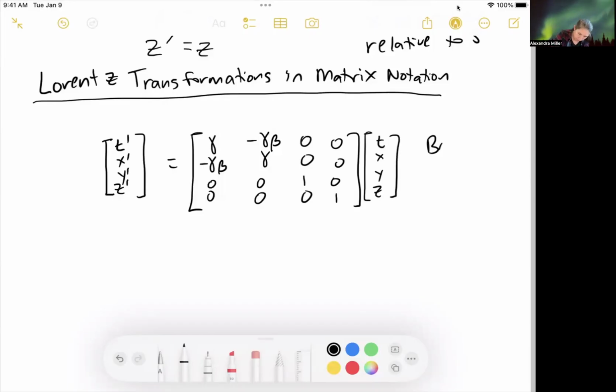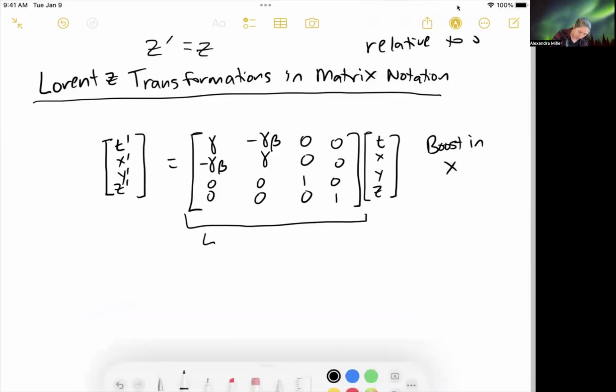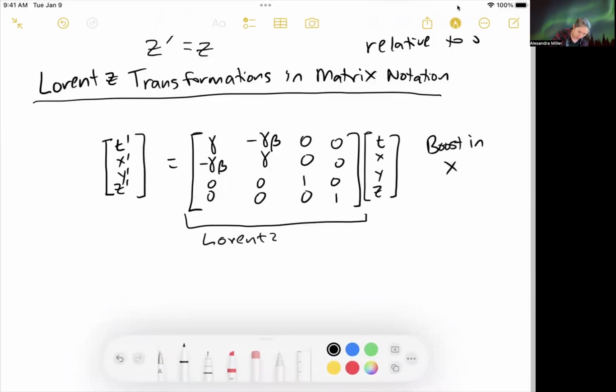This is again for a boost in X. And this matrix part of this equation, this 4x4 matrix, is referred to as the Lorentz transformation matrix. And this is a way of summarizing our equations. And right now you might be going, hey, that was actually more writing for me than writing just those four simple equations above.